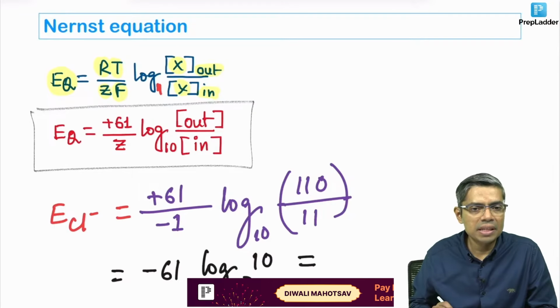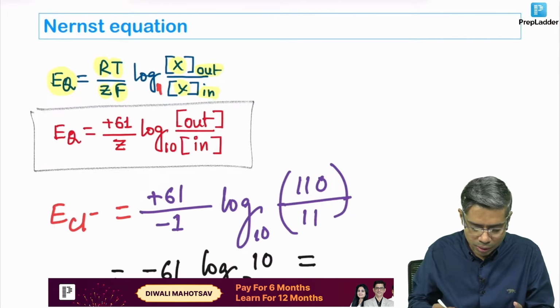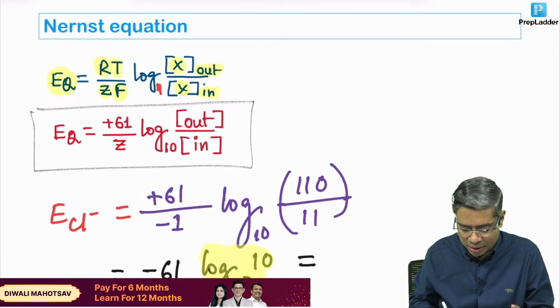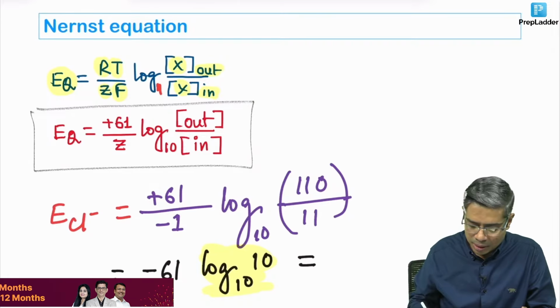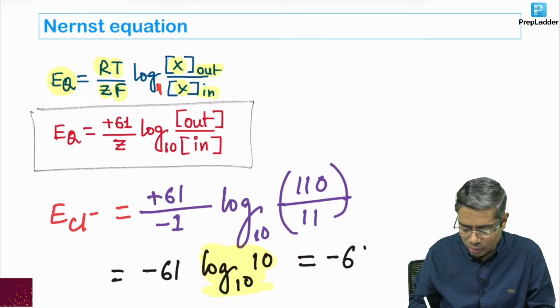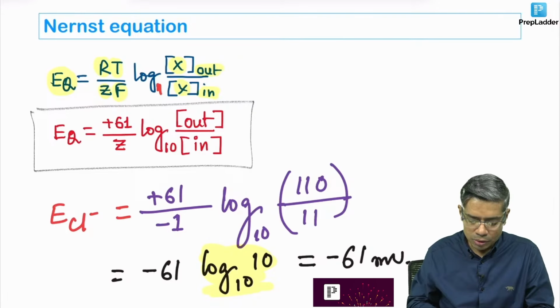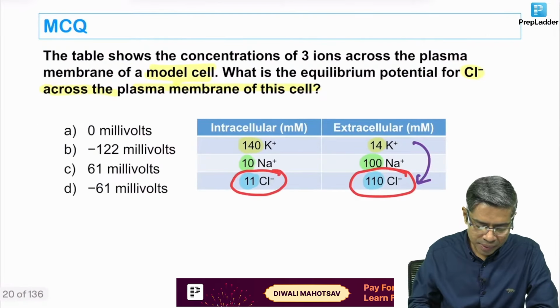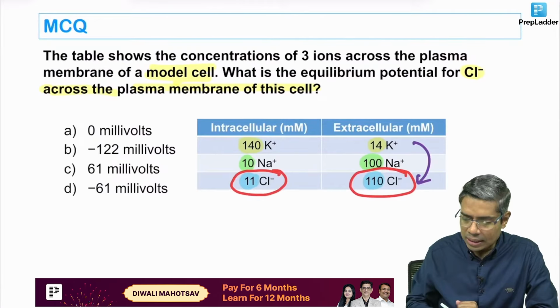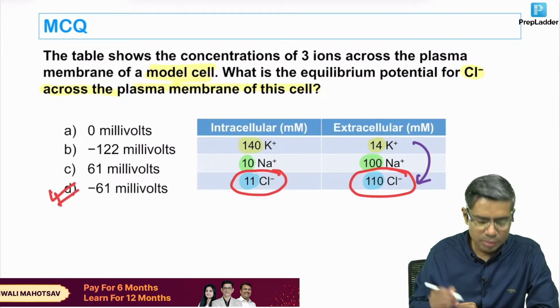So, log 10 base 10 means that is equal to 1. We all know that this log 10 base 10 has a value of 1. So, if you multiply minus 61 with 1, that is whole minus 61 millivolt. So, the answer of this question is option D, that is minus 61 millivolt.